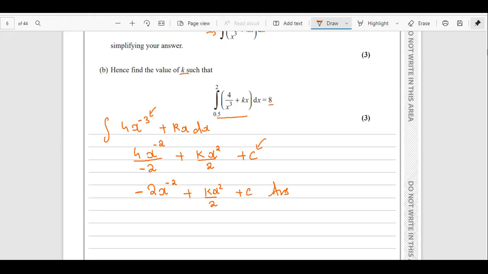This is the integration, and now we have to hence find the value of k such that this equals 8. Obviously this hence is telling us that we need to use the first part, right? This is the answer of the first part, and we need to use this integration. The function is the same as in the first part, and now we're doing the second part. This time we don't have to use this c, because we have limits and this is a definite integral, so we don't use the constant whenever we have limits, right? Are you familiar with this?